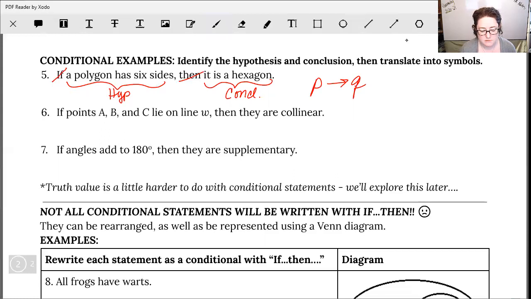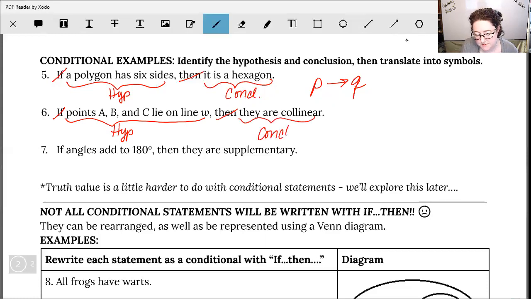So our next statement, number 6, if points A, B, and C lie on line W, then they are collinear. So this looks a little confusing because, well, shouldn't we have just one idea for hypothesis, one idea for conclusion? But if we can put those together in one summary idea, we can count them as one statement. So again, I'm going to ignore the if, but that tells me the next piece. So all of points A, B, and C lie on line W, I'm going to call that my hypothesis. I'm going to ignore the then, but it tells me they are collinear comes right after it.